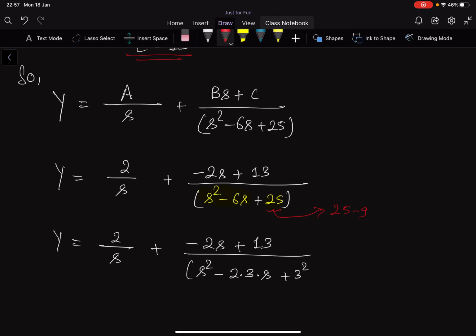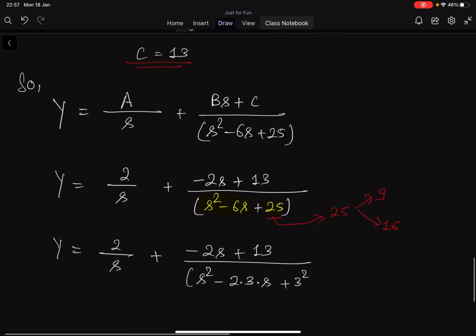I'm breaking that 25 into 9 and the remaining portion. If I break down 25 and 9, I'm going to get 16 and 9, which works perfectly fine. So I'm going to get 16 here. All right, let me use white color.